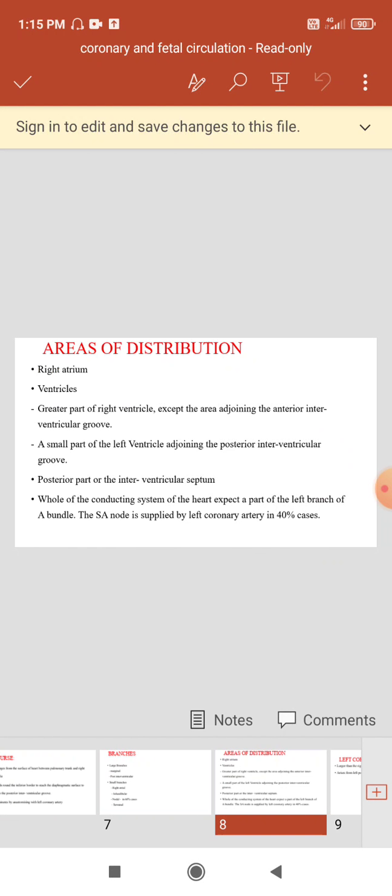Then the areas of distribution: mainly the right atrium, then the right ventricle, the greater part of the right ventricle except the area adjoining the anterior interventricular groove, a small part of the left ventricle adjoining the posterior interventricular groove, the posterior part of the interventricular septum, and the whole of the conducting system of the heart except part of the left branch of the bundle. The SA node is supplied by the left coronary artery in 40% of cases.